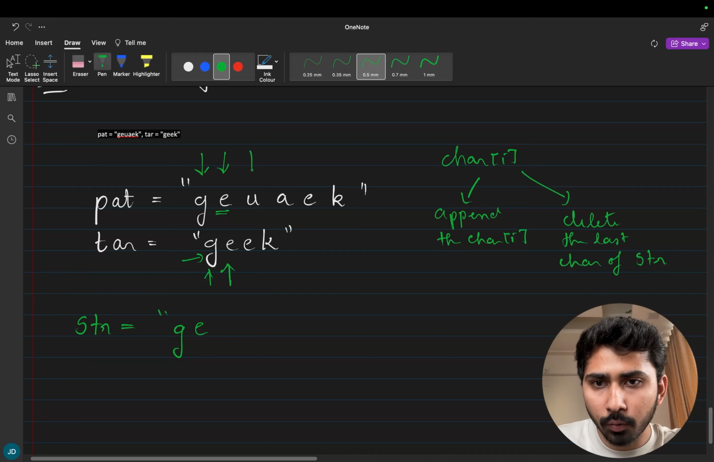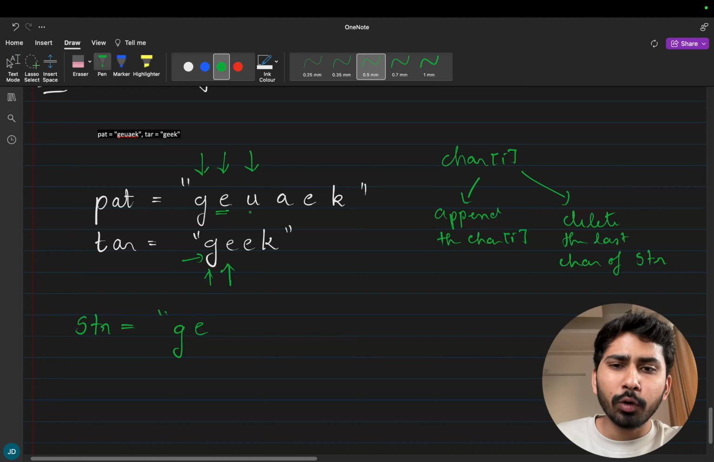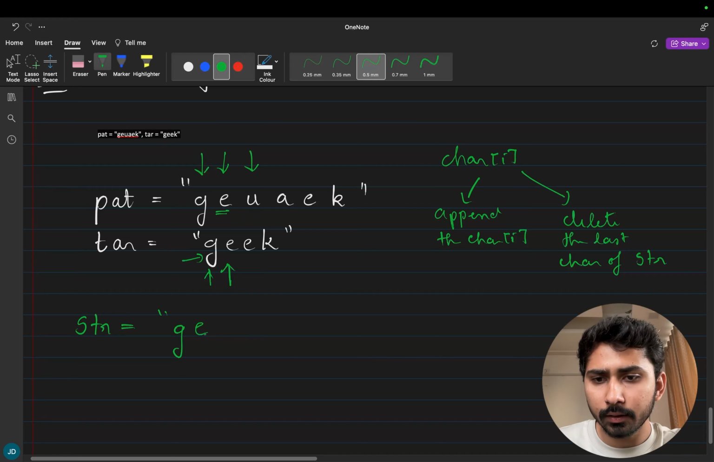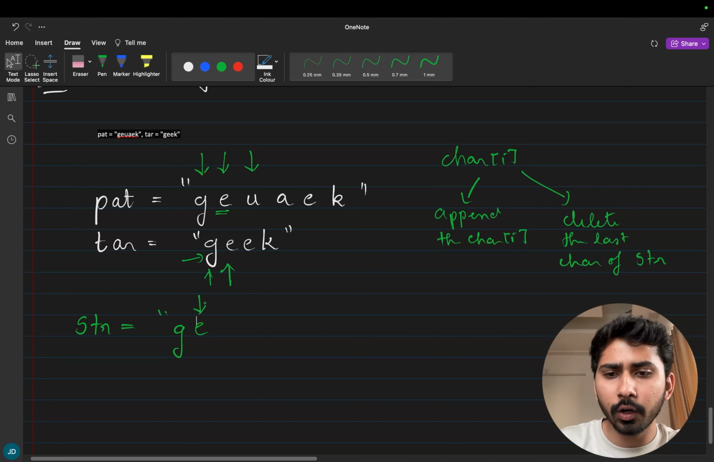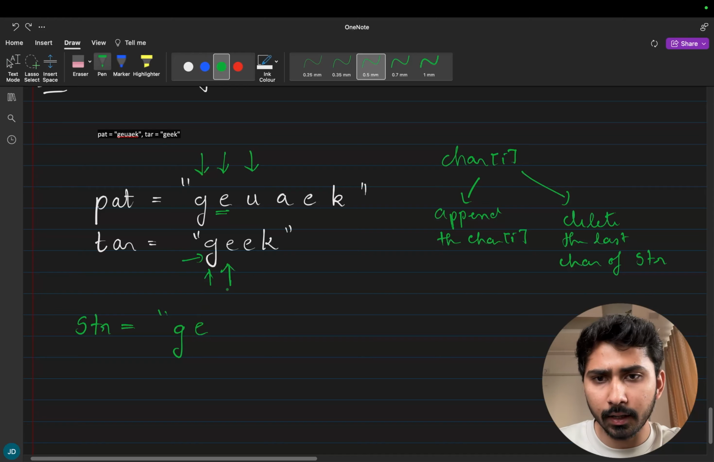Moving forward, what do we have here? We have U. Now in this case, should we insert U or not? If we apply the delete operation for U, then this E will be deleted. But we know that inside tar we have 2 times E. So I should not apply the delete operation, or else this E will be deleted and you will not get geek, the tar string, in your str. So I'll append this U as it is.